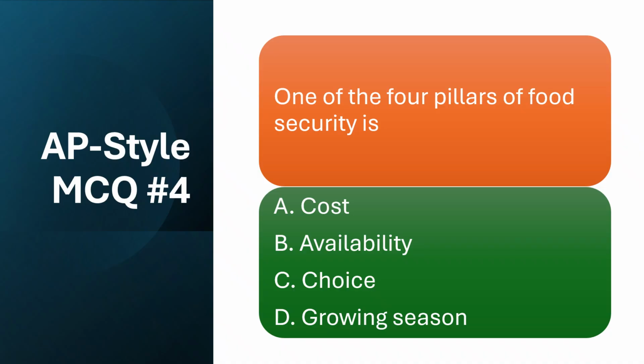And finally, question 4. One of the 4 pillars of food security is A, cost, B, availability, C, choice, or D, growing season. Take 10 seconds to make your choice. If you chose B, availability, you're correct. Availability, access, cost, those things are important when it comes to food security.